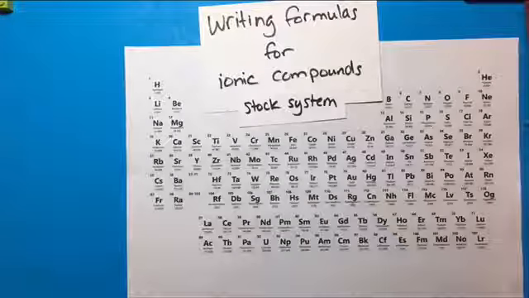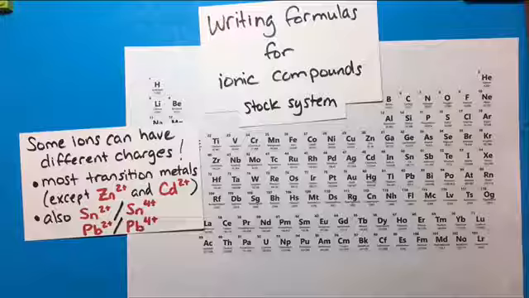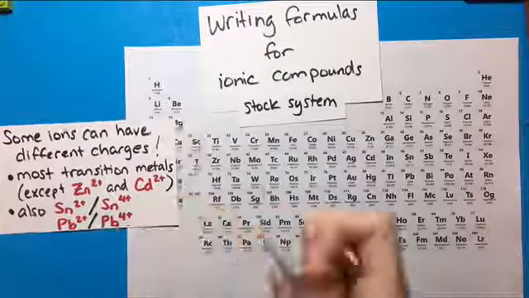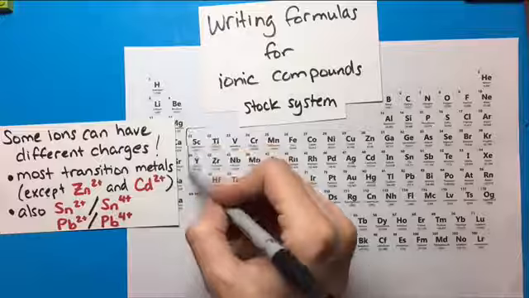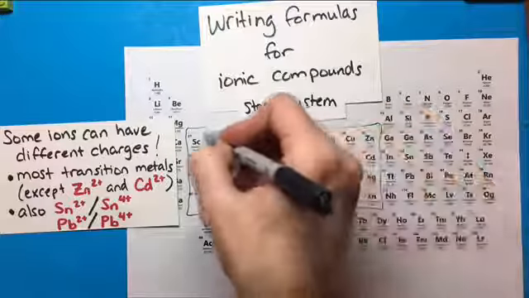Let's look at an example for writing formulas for ionic compounds that uses the Stock system. The Stock system comes into play because some ions can have different charges. For instance, most transition metals can have multiple different charges, and the transition metals are here, the dip in your periodic table. Most transition metals can have more than one charge.